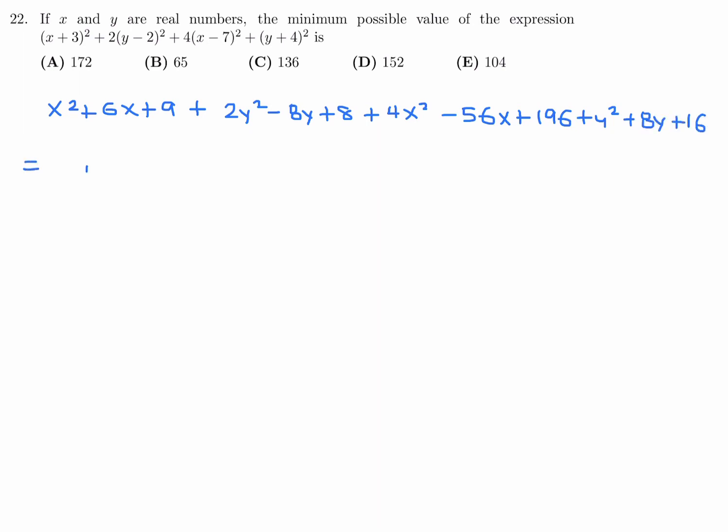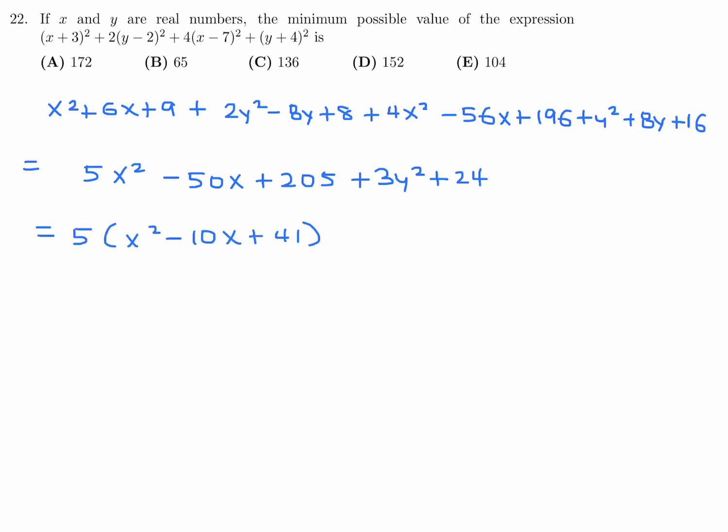Collecting like terms, I will get 5x squared minus 50x plus 205 plus 3y squared plus 24. And factoring out a 5, I get x squared minus 10x plus 41. And on this side, not much I can do here.